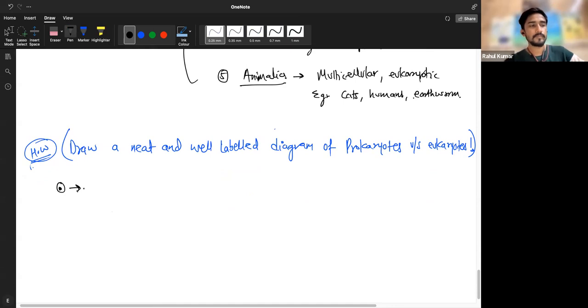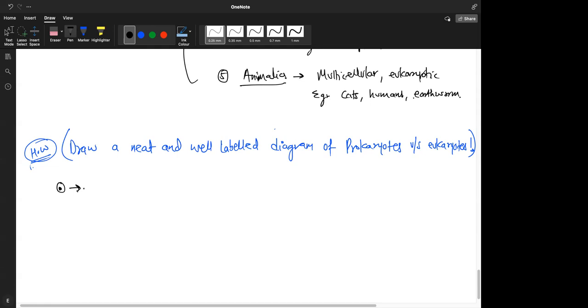Prokaryotes have a cell wall surrounding the cell membrane. Okay. So they have a cell membrane, they have a cell wall also as additional protection. They have no well-defined nucleus. So there is no well-defined nucleus. Keep writing these points. On this basis, you will draw your diagram. Okay. Iram?